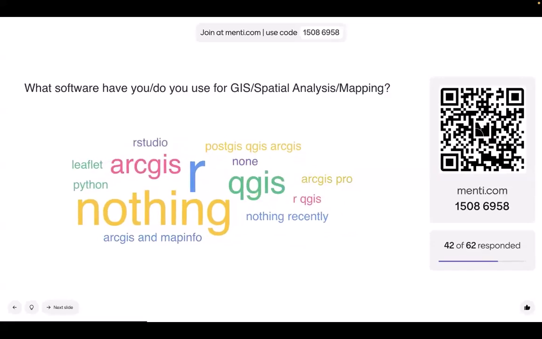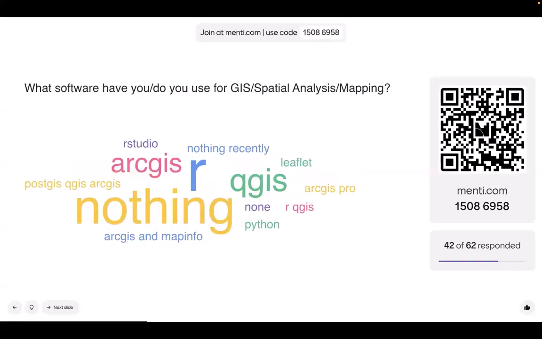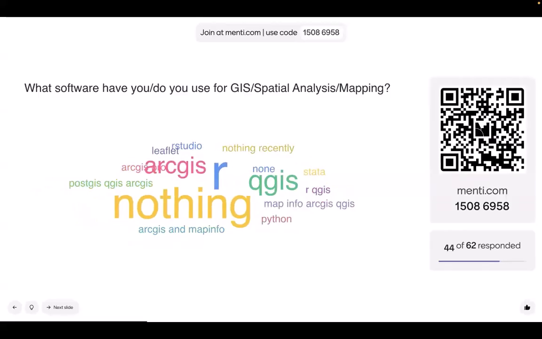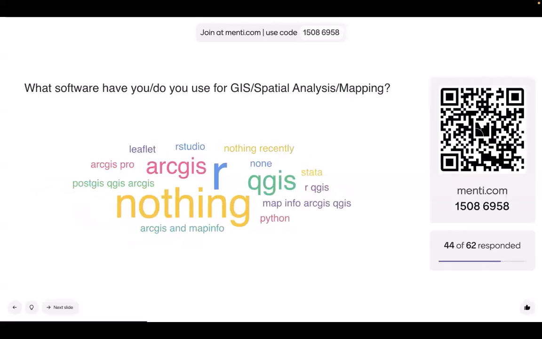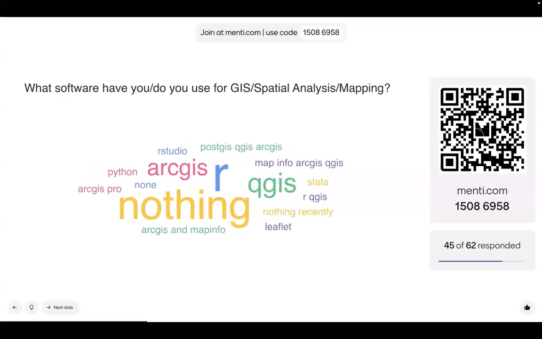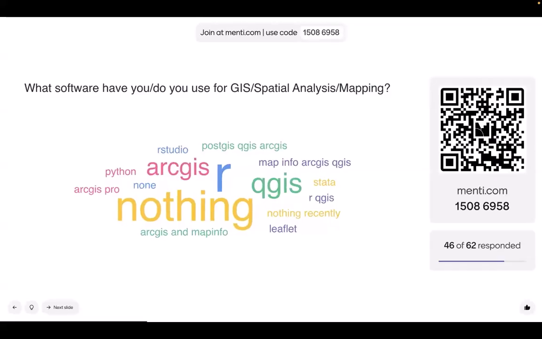We've got quite a few users saying ArcGIS. It is very user friendly, I will say that. It's got a very intuitive GUI that makes it accessible for users of all levels. It does provide extensive documentation, tutorials, and community support, and it also integrates well with other Esri products and services.